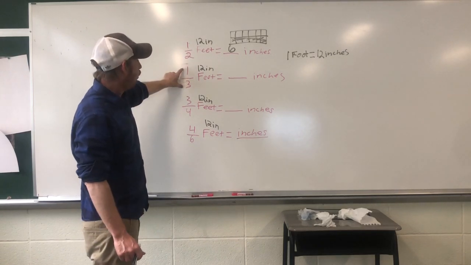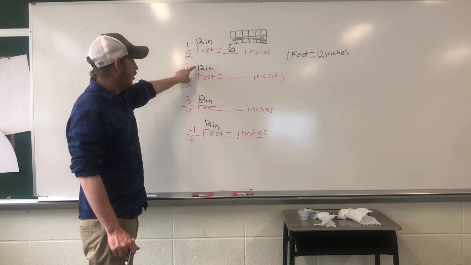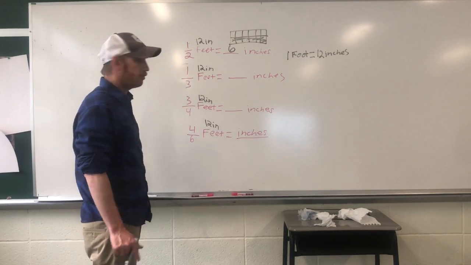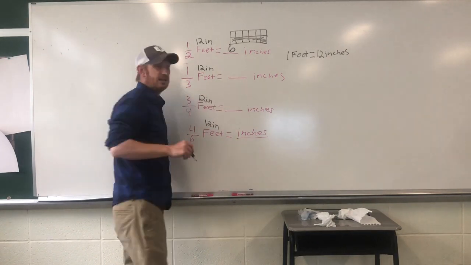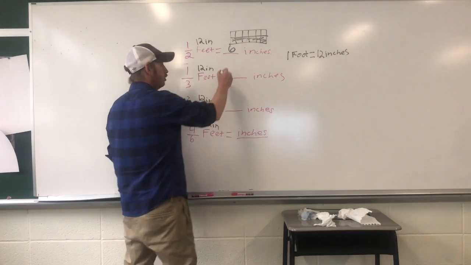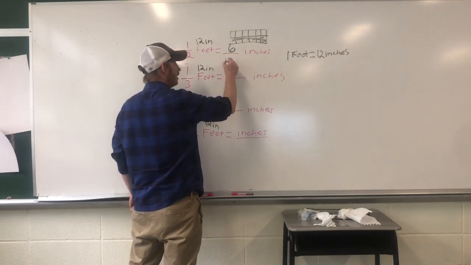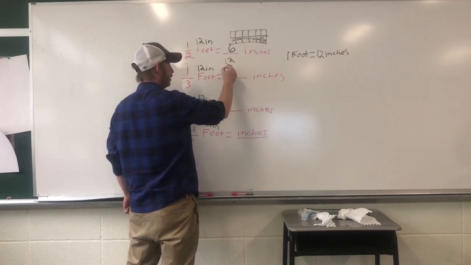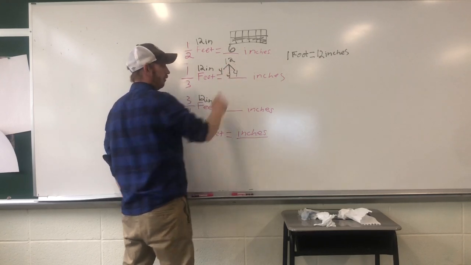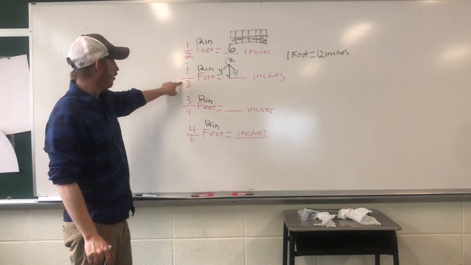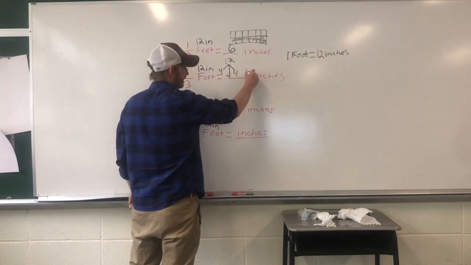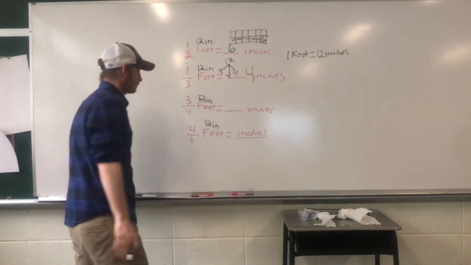Now let's look at 1/3. Well, 1/3 of 12. If you know your math facts and you've been working with your fractions, you'll know that 12 can be broken into 4, 4, and 4. So each third is 4 inches. So our answer is 4 inches.